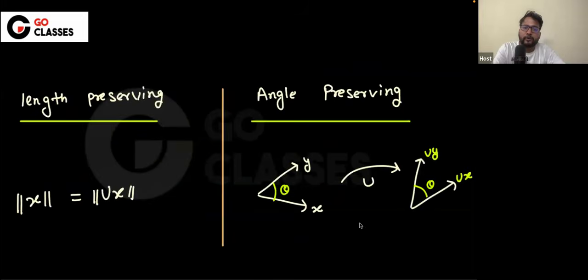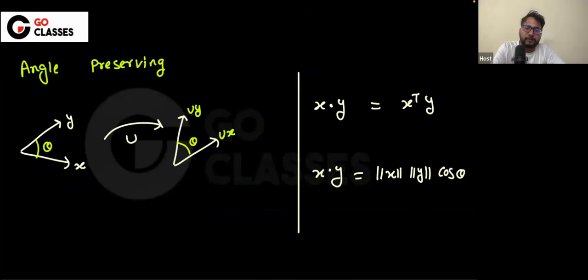Okay, so let me quickly go through this proof. What is angle preservation? It means that whatever is the angle between x and y, it should be the same. So we have used two different definitions of the dot product.